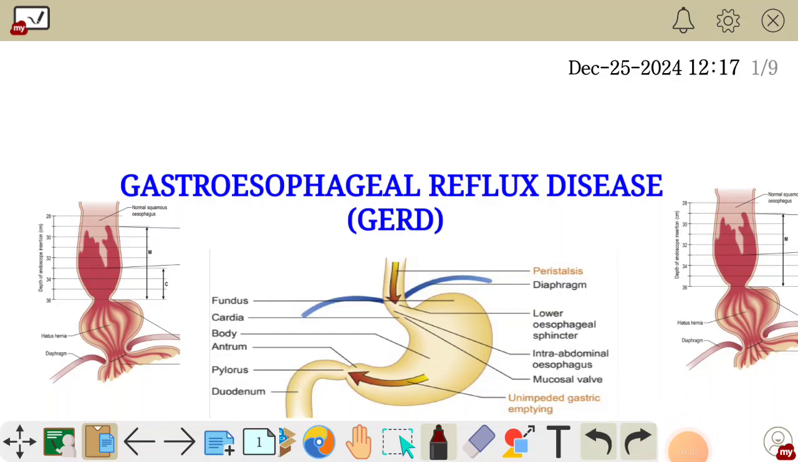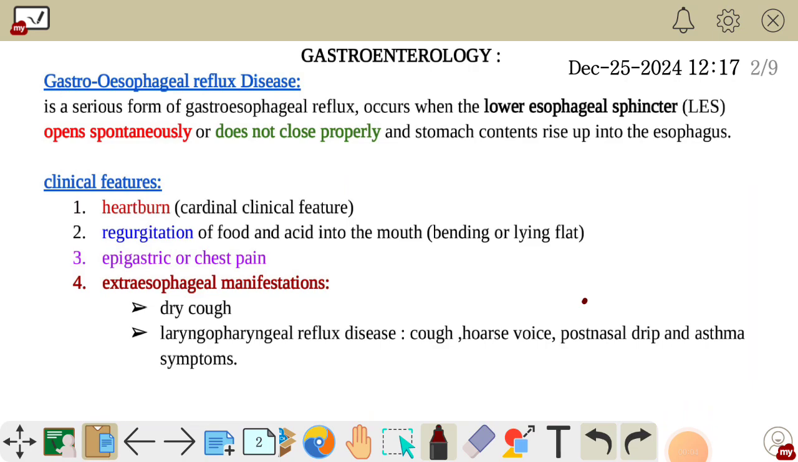Let's talk about gastroesophageal reflux disease. Gastroesophageal reflux disease is a serious form of gastroesophageal reflux which occurs when the lower esophageal sphincter opens spontaneously or does not close properly, and stomach contents rise up into the esophagus.